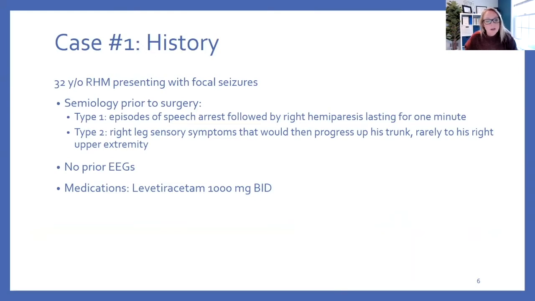Case number one, the history is this is a patient with a 32-year-old right-handed man presenting with focal seizures. The semiology prior to surgery, he had two primary types. One was episode of speech arrest, followed by right hemiparesis, lasting for about 1 minute. Type 2 were right leg sensory symptoms that would then progress up his trunk, rarely to his right upper extremity. He had no prior EEGs, and he was on levetiracetam 1,000 milligrams BID.